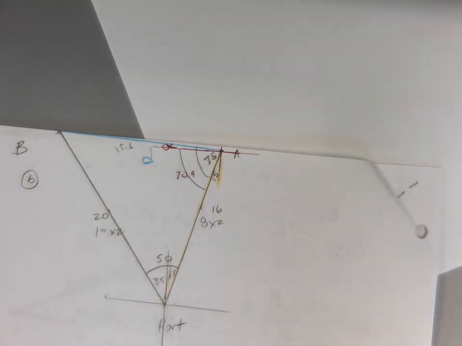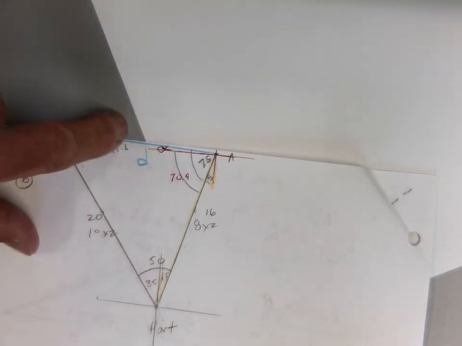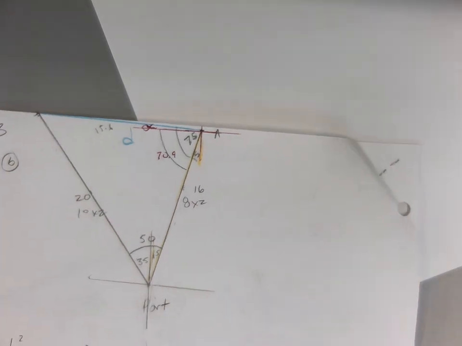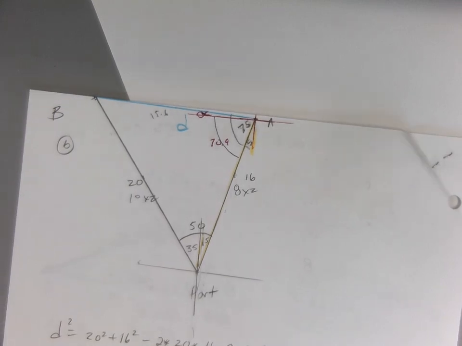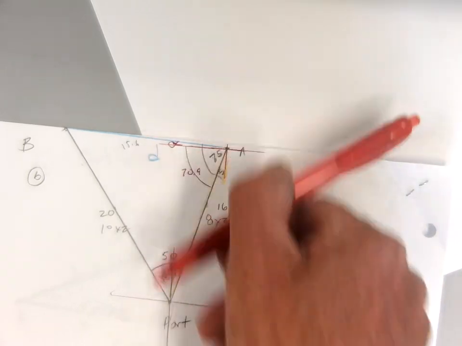Okay, so I got that angle here by using the law of sines. Sine of A over 20 equals sine of 50 over 15.6. And I got about 79.1. So then all I have to do is 180 plus 15 plus 70.6. Or you can look south and rotate 70.9 degrees toward the west.